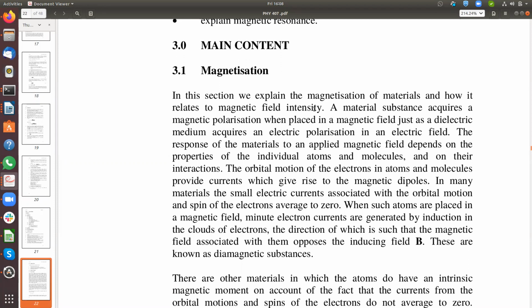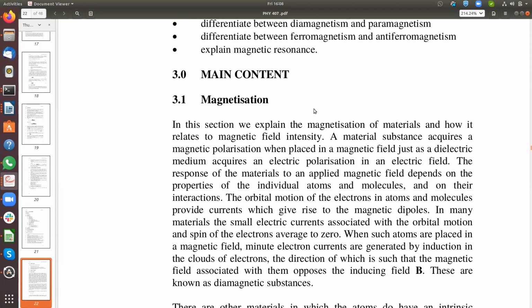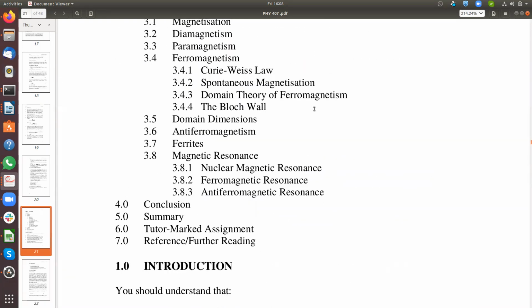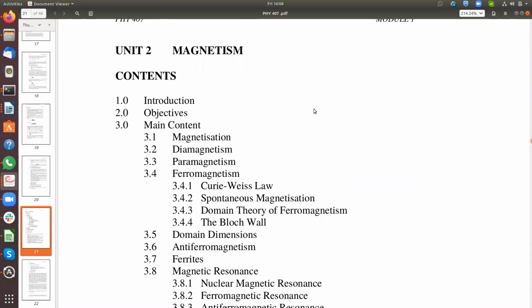Okay, good, fine. So let me recast what I've discussed so far. I was trying to say that today our objective is to discuss the concept of magnetism. And in the process, we shall be looking at some properties of magnetic materials, which has to do with magnetization, diamagnetism, paramagnetism, ferromagnetism, and also antiferromagnetism.